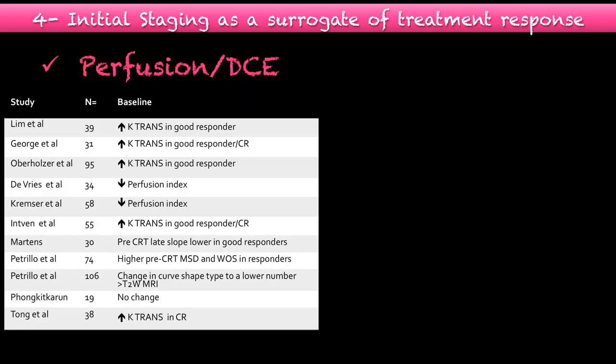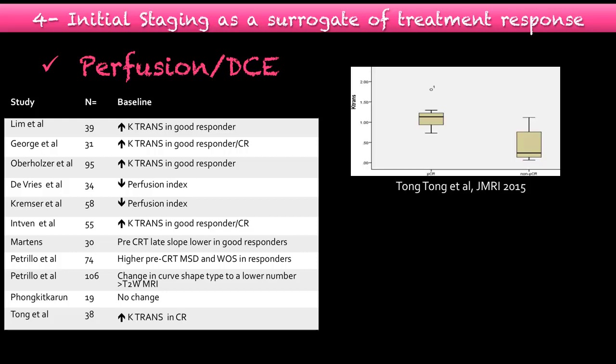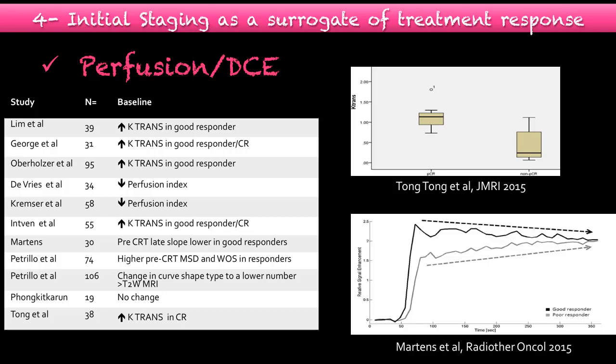What about perfusion? At baseline, it has been shown that an increase in Ktrans was associated with good responders. And more recently, an increase in Ktrans was associated with a complete response. On the other hand, it has been shown that the wash-out slope could be of help, as the slope was lower in good responders compared to poor responders.